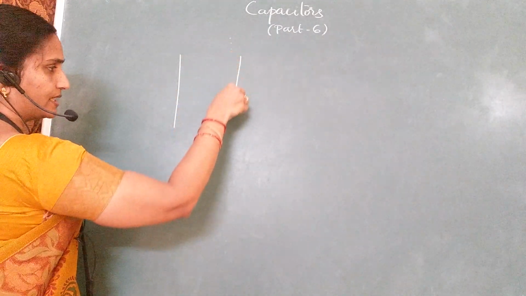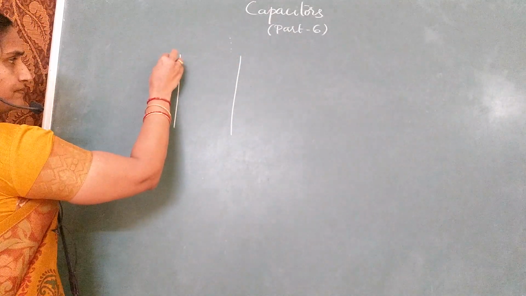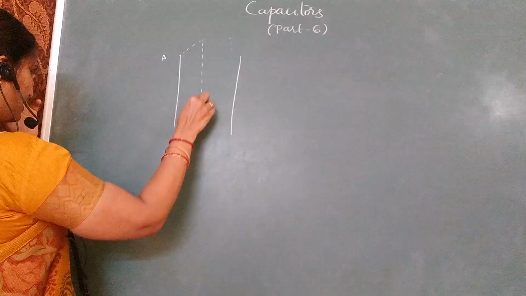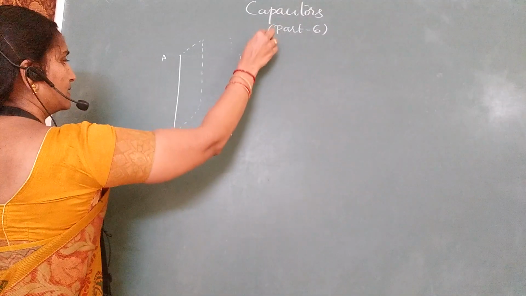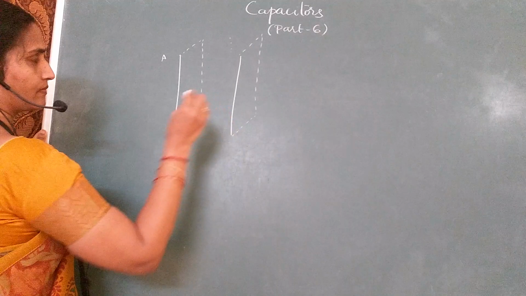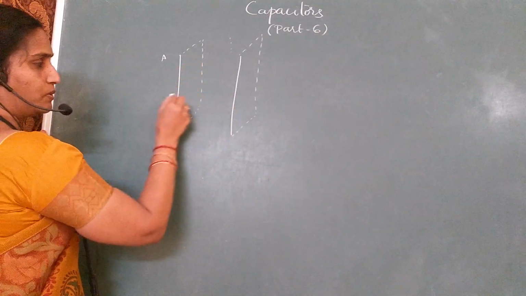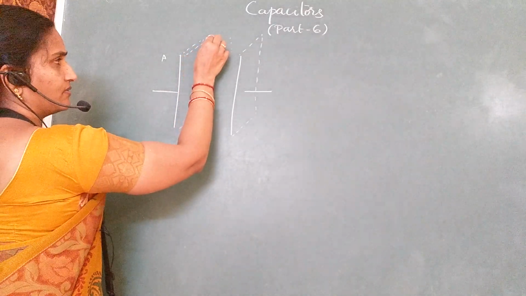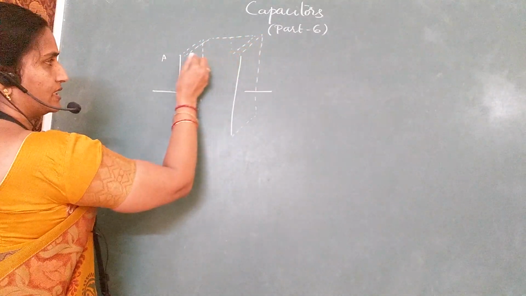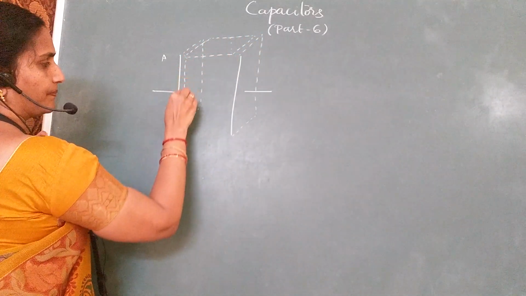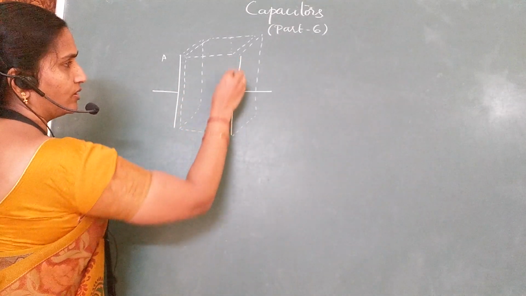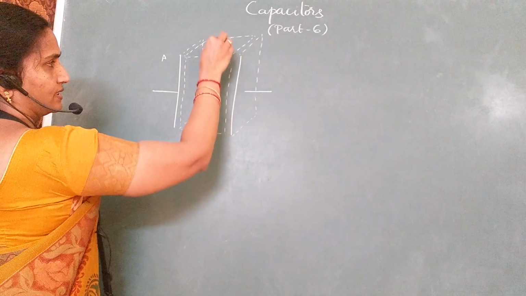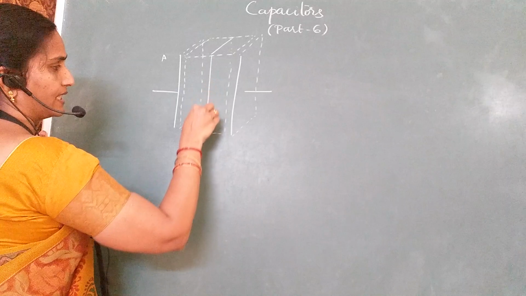So it's a parallel plate capacitor. Plate area is A. I'm not showing you the complete area. Let this be the area of the plates. In between these two plates, we are going to fill this region with 2 different dielectric materials. The whole region is filled with 2 dielectric slabs.